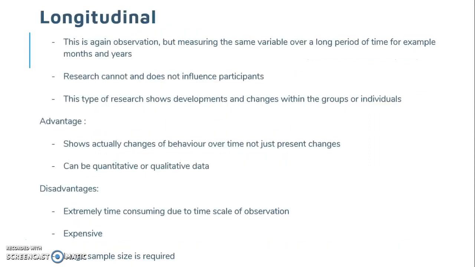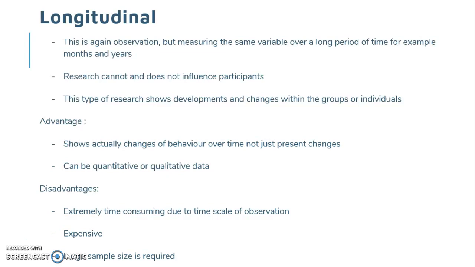Next is longitudinal. And longitudinal is again based around observation, but you'll be measuring the same variable over a longer period of time. Well, this can be anything, it can be months, potentially even years. So the research itself does not influence the participants, as this will lead to invalidation of what you collect. And it will show you developments and changes over a certain period of time within the groups or the people that are taking part in it. Whether it's one person or a group, it doesn't matter.